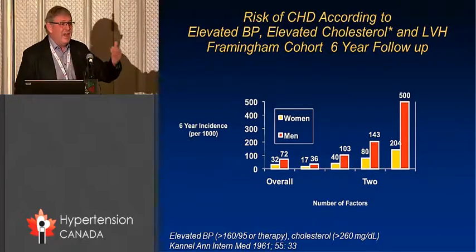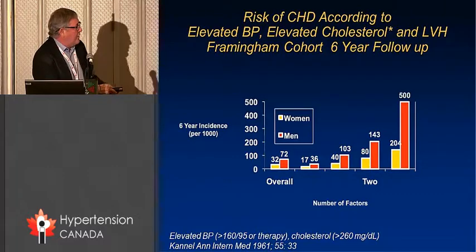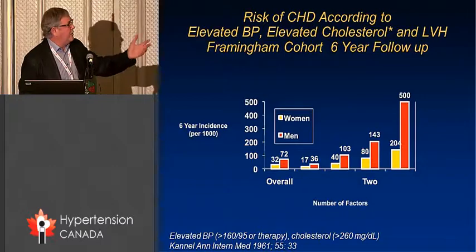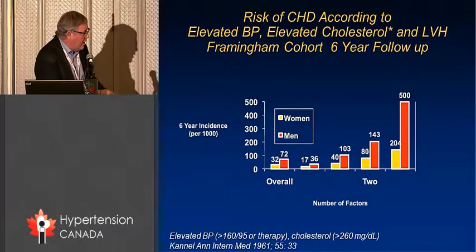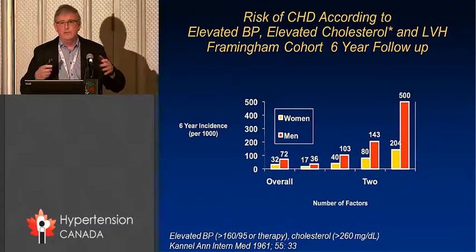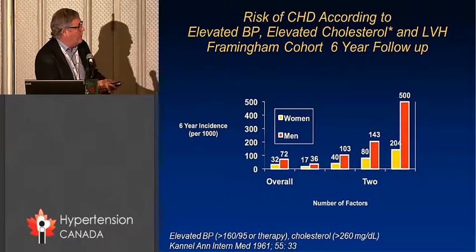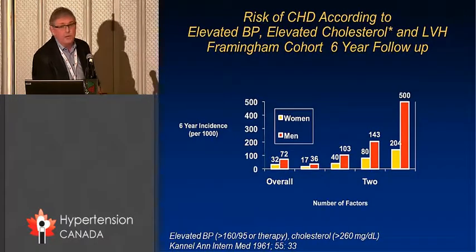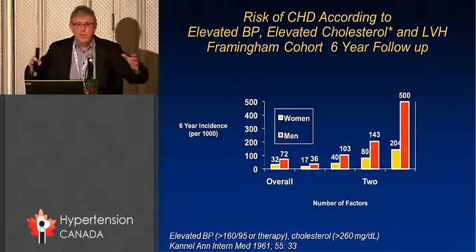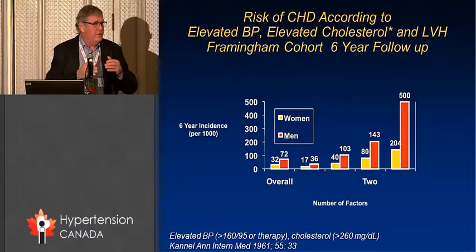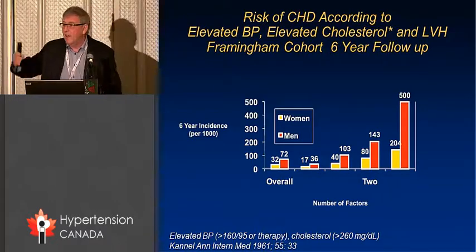Okay. Next step. If you're a man in red, and if you have elevated BP, elevated cholesterol, which these days we're over 260, which is close to 6.5 millimole, or if you had the LVH on ECG, your next 6-year incidence rate was 500 as opposed to a woman without a risk. So you can discriminate in your office who is at risk for the next 5 to 10 years.